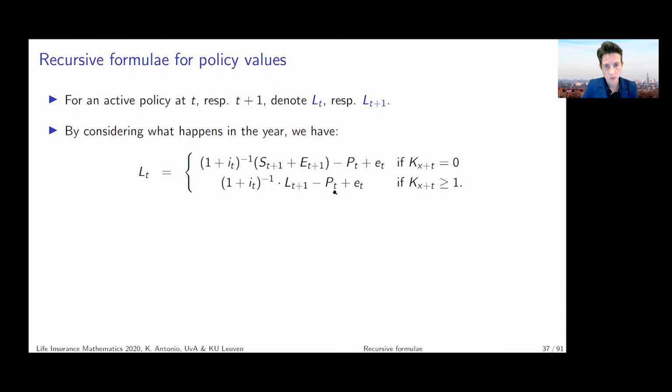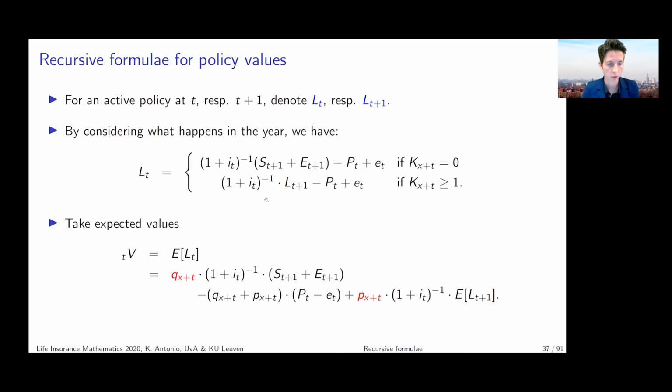But once again, at time t, I will receive a premium P_t, and I will have to pay the premium-related expense, the small e_t. So this is the expression. This is a valid expression for my random variable L_t in case my policyholder survives, right? This gives me the connection between the L_t and the L_{t+1}. So what we're going to do now is, starting from this expression, take the expected value, right? Because the expected value of L_t, that's exactly what we called the policy value at time t.